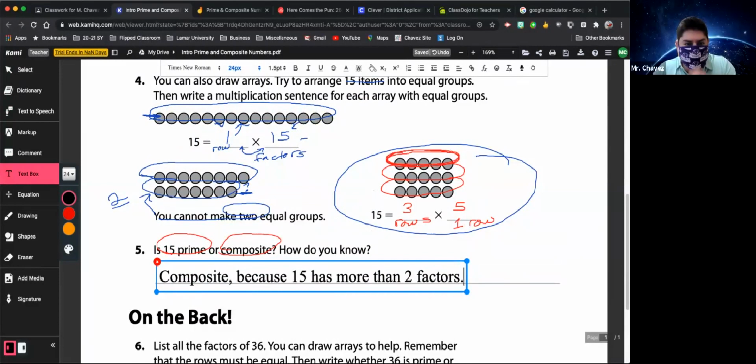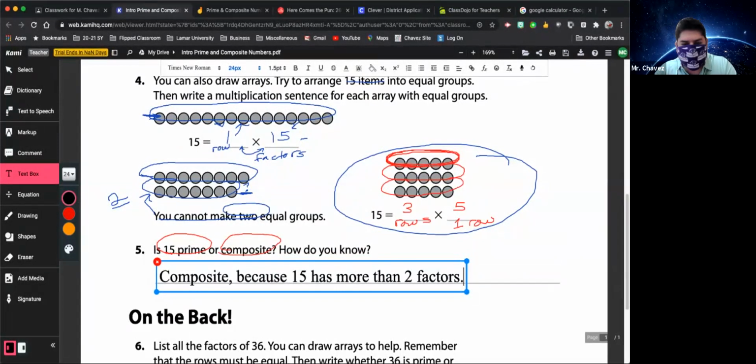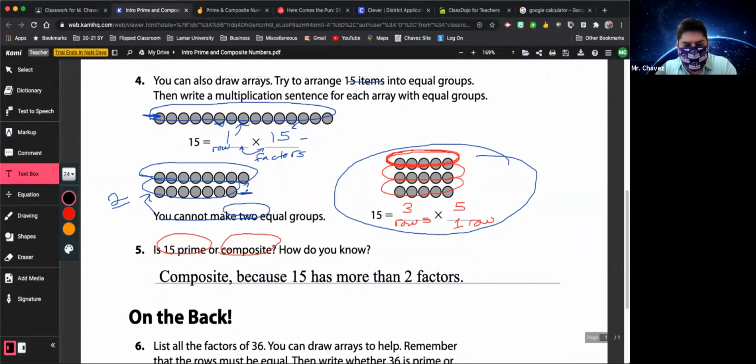Any other questions so far? And look, we're already on our last question here on number 6. So I'm going to go ahead and erase all this right now.